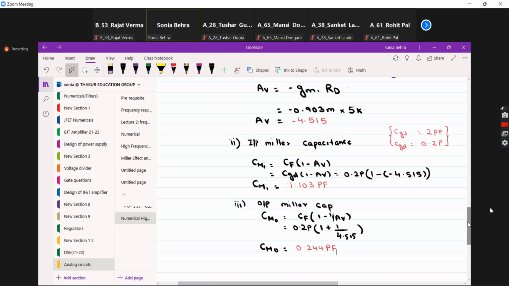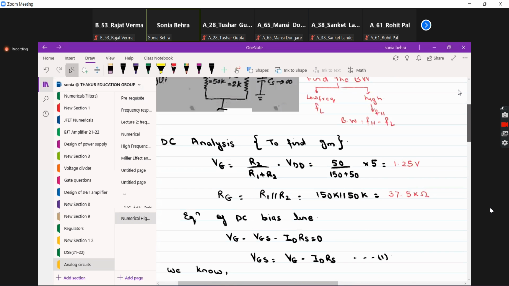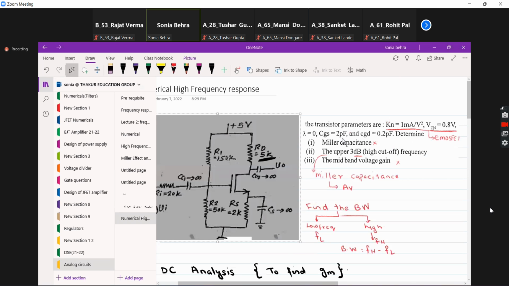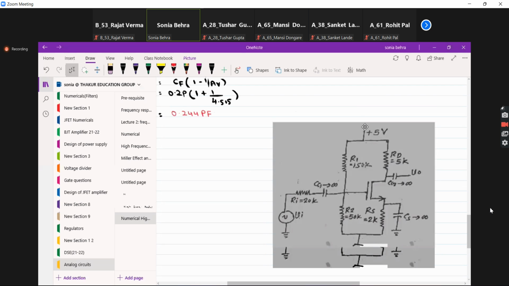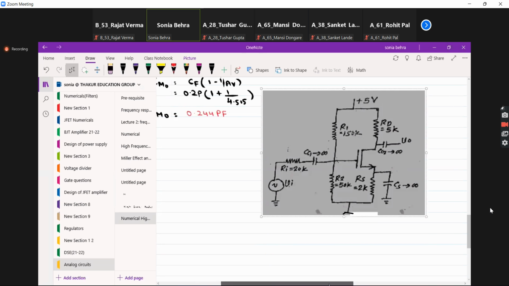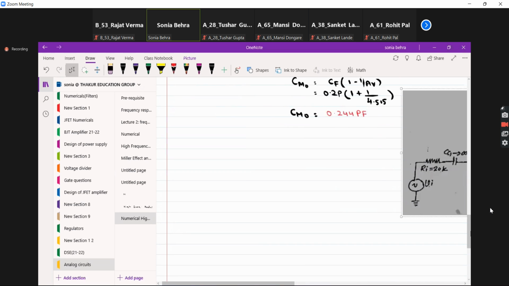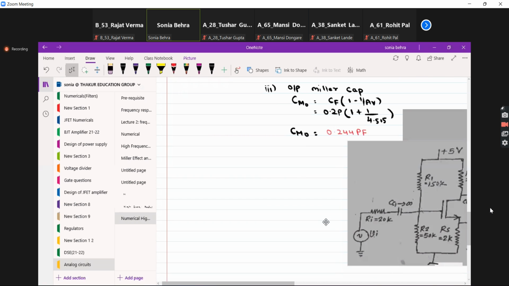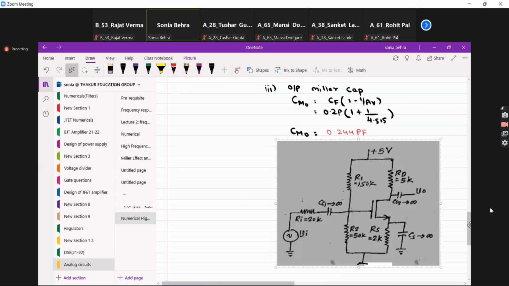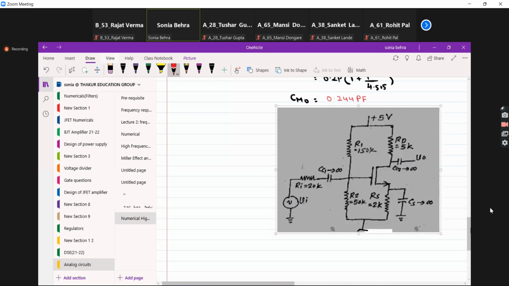So the first part we have done in your analysis. Now I'll copy the circuit. We have found the value of CMO and the value of CMI. Up we go, and we will start with your step B. The next step is to find the higher cutoff frequency.